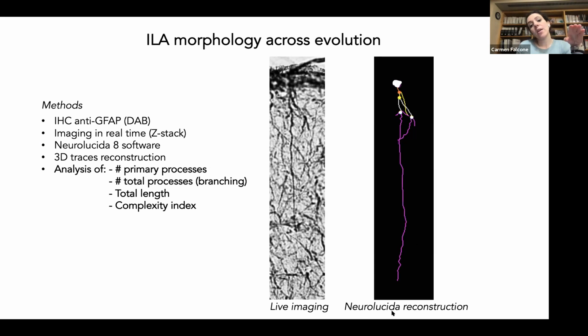And basically you put the slide, you do live imaging, you do live reconstruction in real time. So you put the slide under the microscope, and then there is a software connected to the microscope that you can use to draw the outline of the silhouette of the cell that you're interested in. So you can do single cell morphology reconstruction, and then you can analyze different things, different parameters.